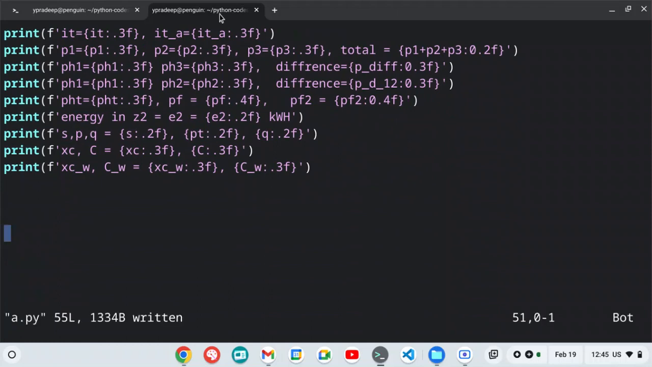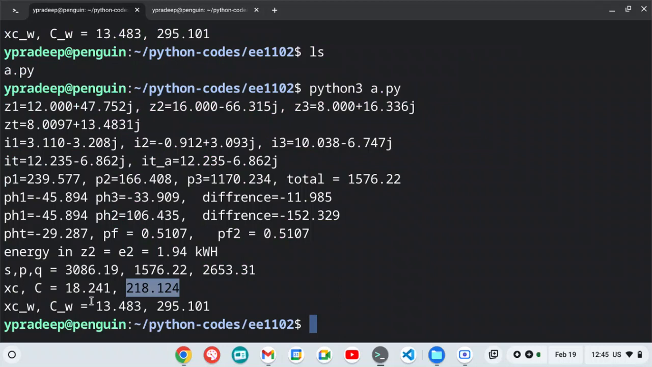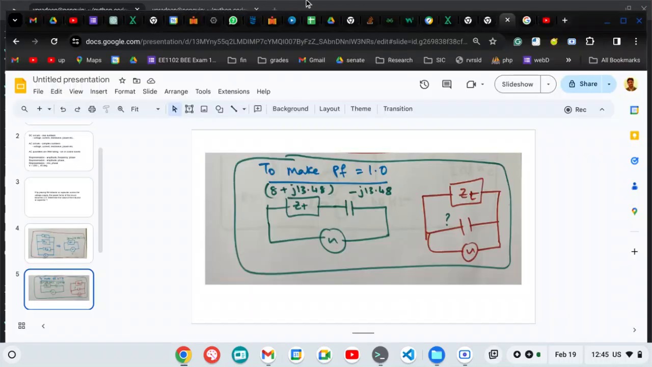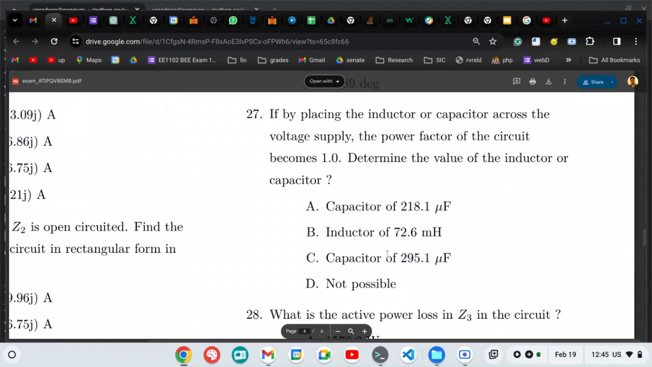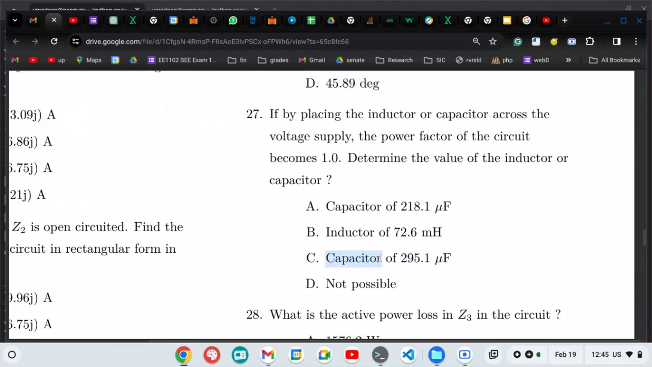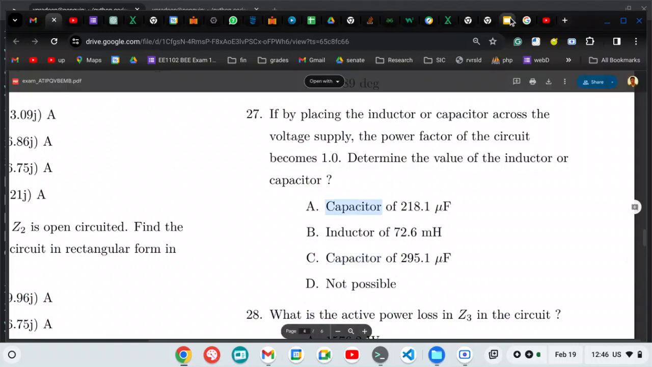Already here you can see in the answer, the XCW in this one, the wrong value of the capacitance is 295.1. So to mislead the student, that also is given as one of the choices here, 295.1. Sometimes a student may calculate and get that answer, but C is the wrong answer. It's a misleading answer. So the answer is A. I hope you understood this question.